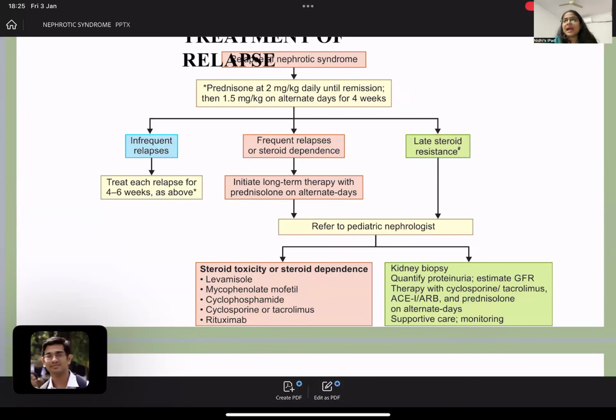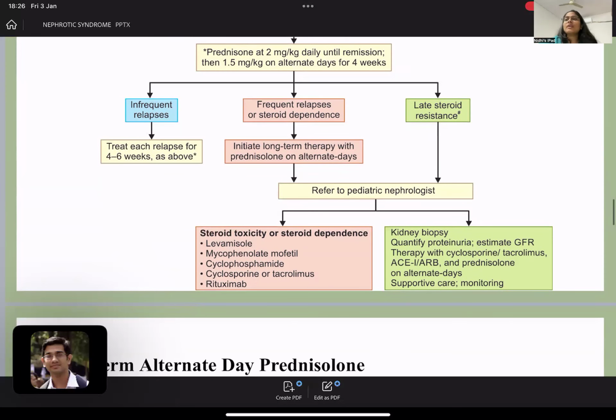Now, infrequent relapses. We had discussed the definition of frequent relapses. Infrequent relapse is less than 2 relapses in the first 6 months. So if the patient is just an infrequent relapser, we just treat each relapse just as we have discussed, that is 2 mg per kg till remission, and then 1.5 mg per kg on alternate day for 4 weeks. That is how we treat infrequent relapses.